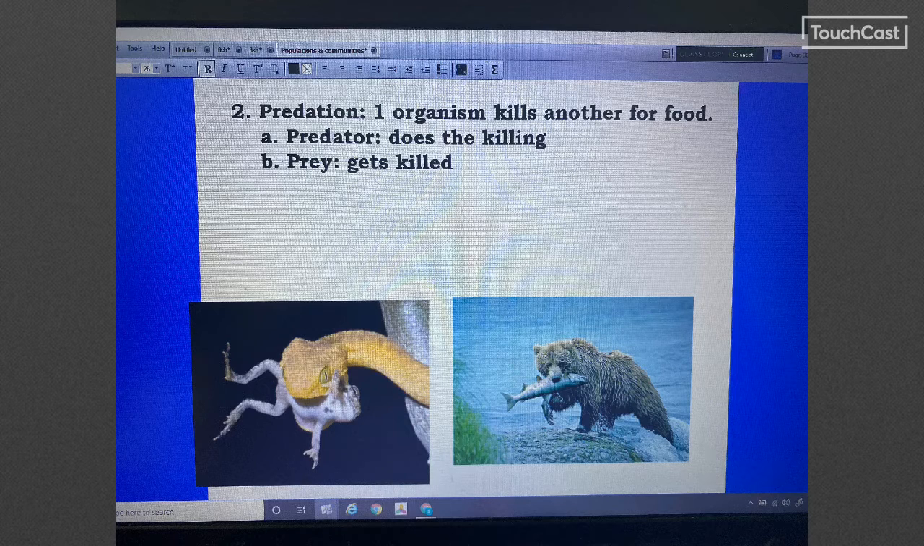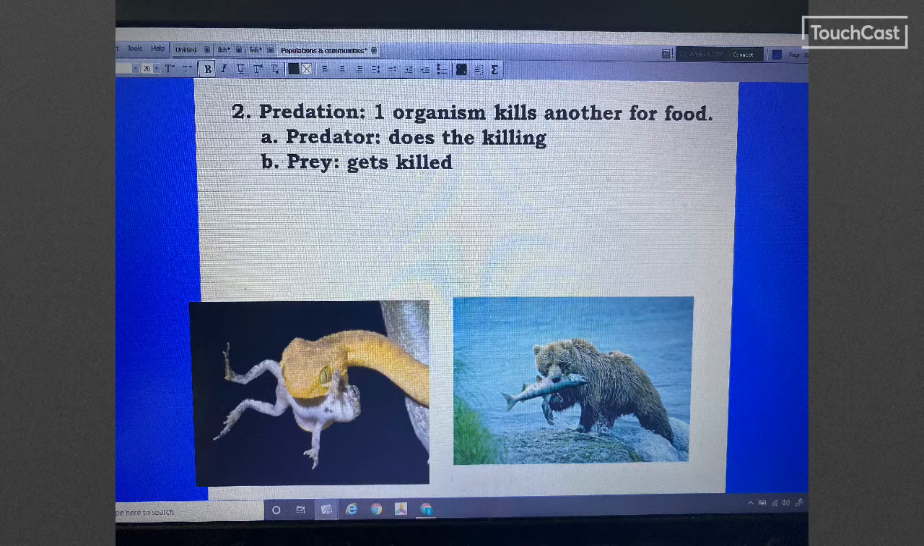Another interaction that is very important between organisms in a community is predation. And that is one organism killing another simply to feed themselves. And that happens all the time and has to happen all the time for a species to survive. The predator is the one that does the killing, and the prey is the victim, the one that gets killed. So in our pictures below, we have the snake is the predator and the frog is the prey. And the bear is the predator, it does the killing, and the prey is the fish, it gets killed.